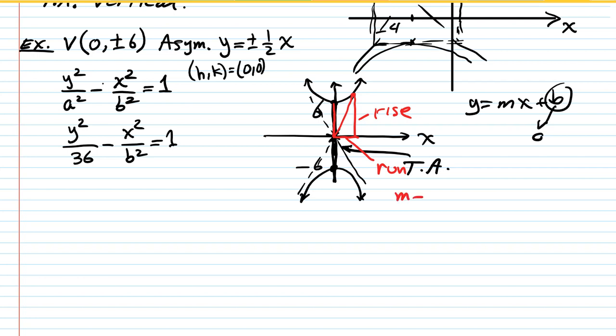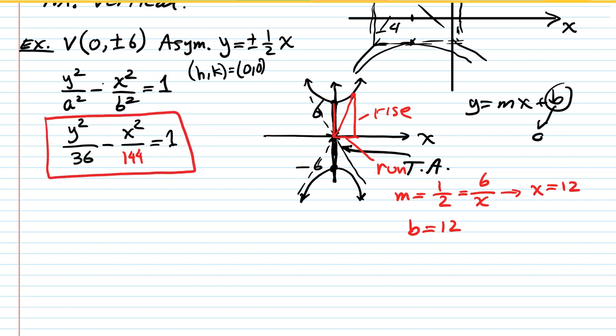We were given the slope, right? The slope is a half, which is rise over run. Rise is 6. Run is x. From this, x is 12. Therefore, my b is 12. B squared would be 144. And there, that's how I get the equation of this hyperbola. Just to tidy up, remember this is a equals 6, and this one would be b equals 3. And we found the equation. That's what we want to do. We just want to find the equation.